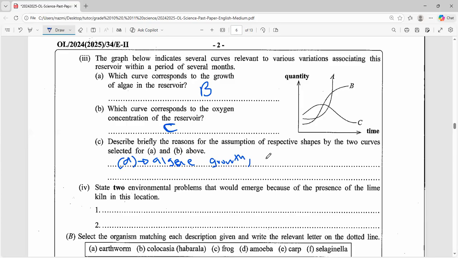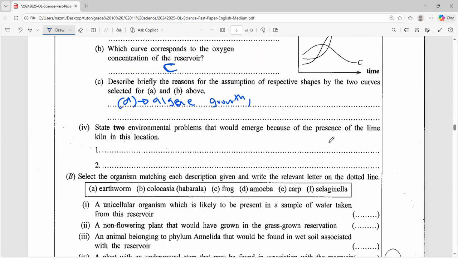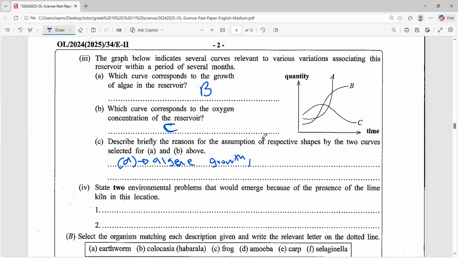Okay. So you have to tell algae growth increases, but algae are dying due to the over competition. So that is 2 marks. Yeah, it has to be 2 marks. I don't have the mark separation. I'll see to it, okay?